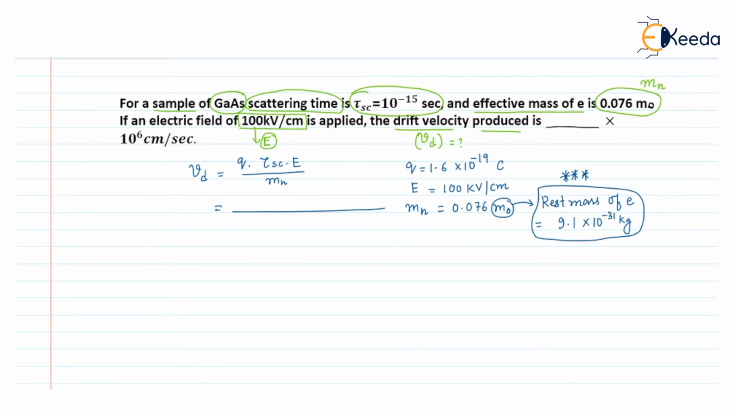So first let us put the value of q. q is 1.6 into 10 to the power minus 19 into tau sc. Tau sc equals 10 to the power minus 15 second. Electric field equals 100 kilovolt per centimeter, and Mn is given by 0.076 into 9.1 into 10 to the power minus 31 kg.